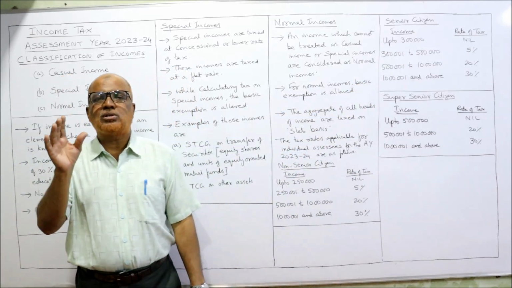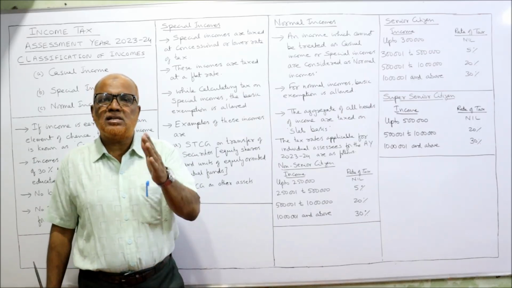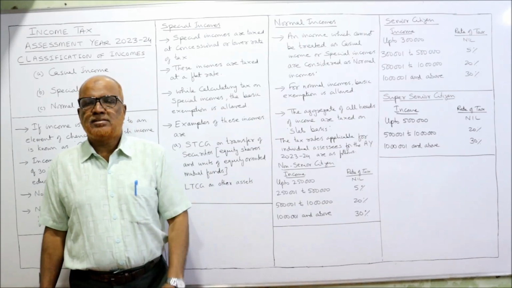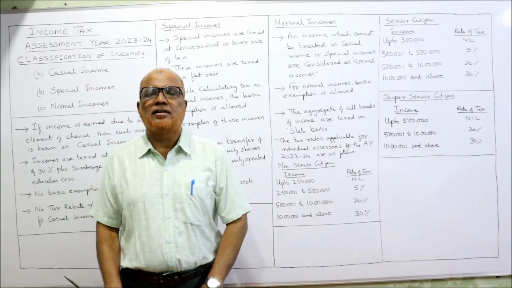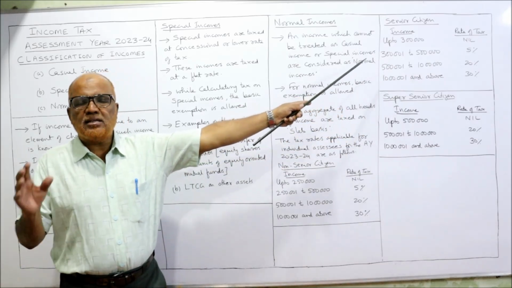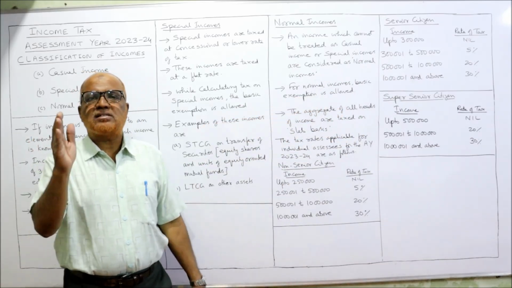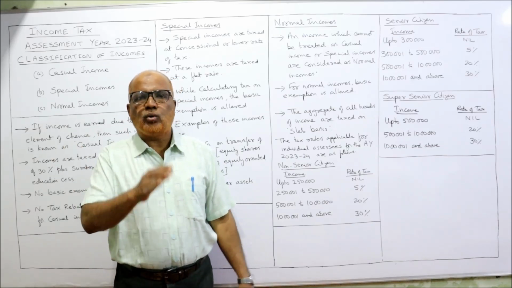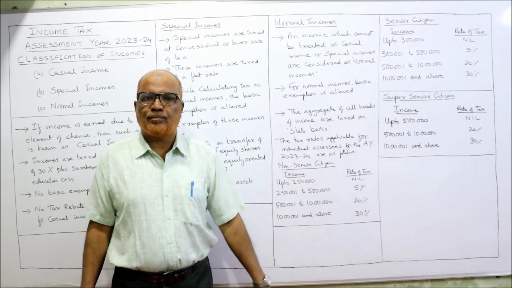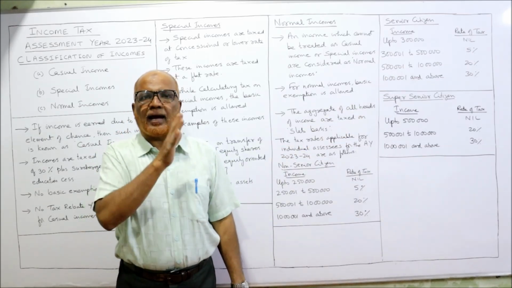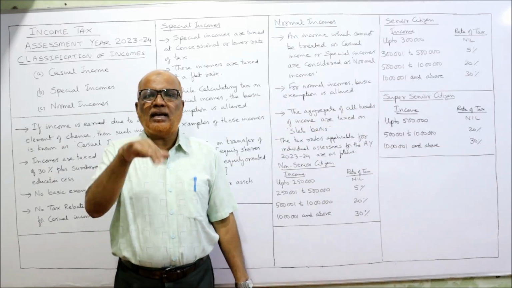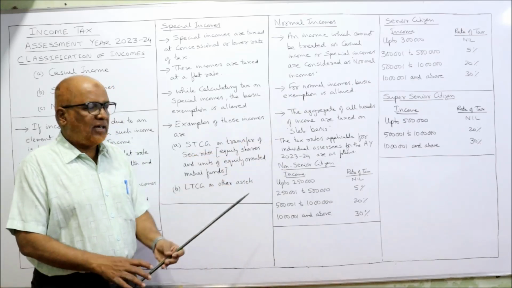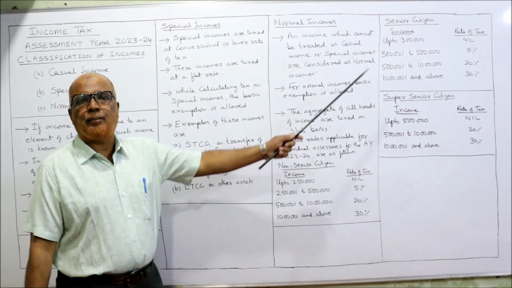Senior citizens are those people whose age is 60 years and above, but below 80 years. They are called senior citizens. And the slab system for senior citizens: first 3 lakh rupees nil, no tax, 0. From 3 lakh 1 to 5 lakh, 5%. From 5 lakh 1 to 10 lakh, 20%. Over 10 lakh, 30%. The only difference between non-senior and senior: here up to 2,50,000, here up to 3 lakh.